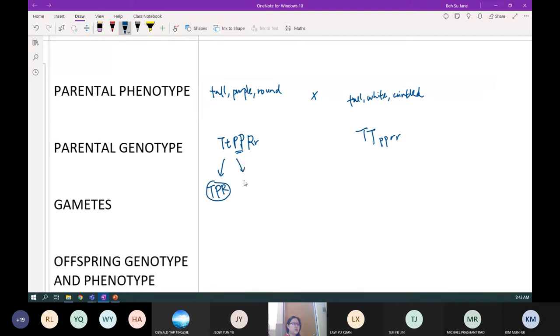Alright, what else can big T go with? Big T, big P, no choice, small R, that could be another gamete. Let's try small T. Small T, big P, no choice, right? Big R. And then, oh, I'm realizing I'm writing it wrong. Small T, big P, and then small R.